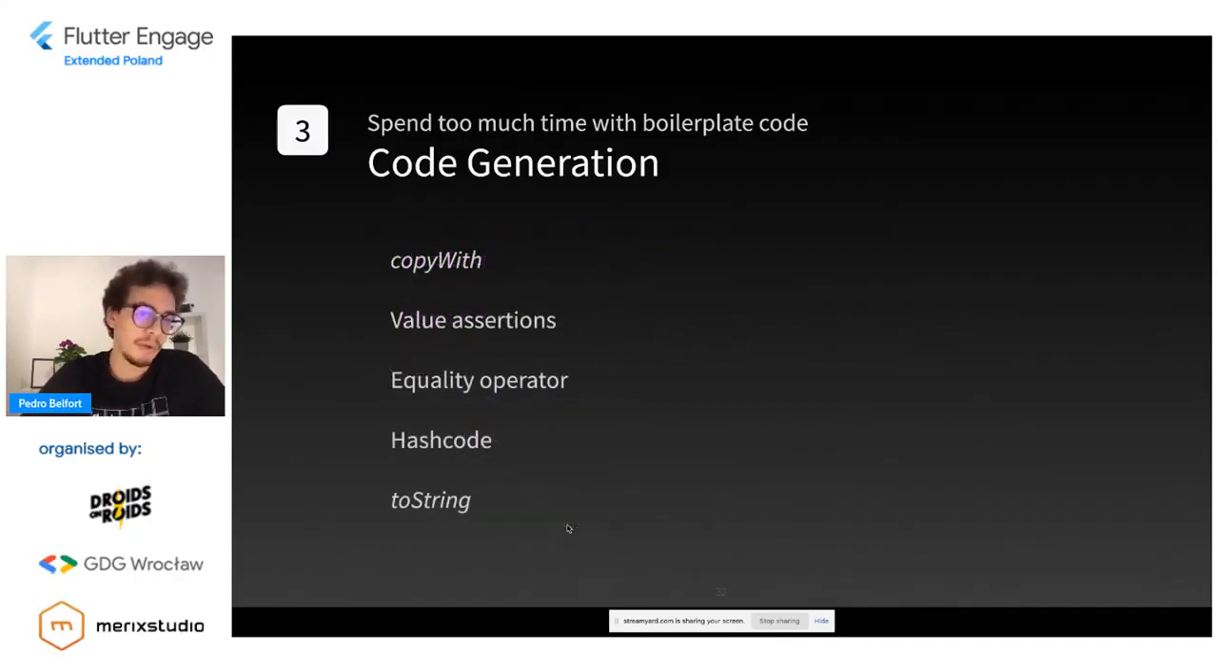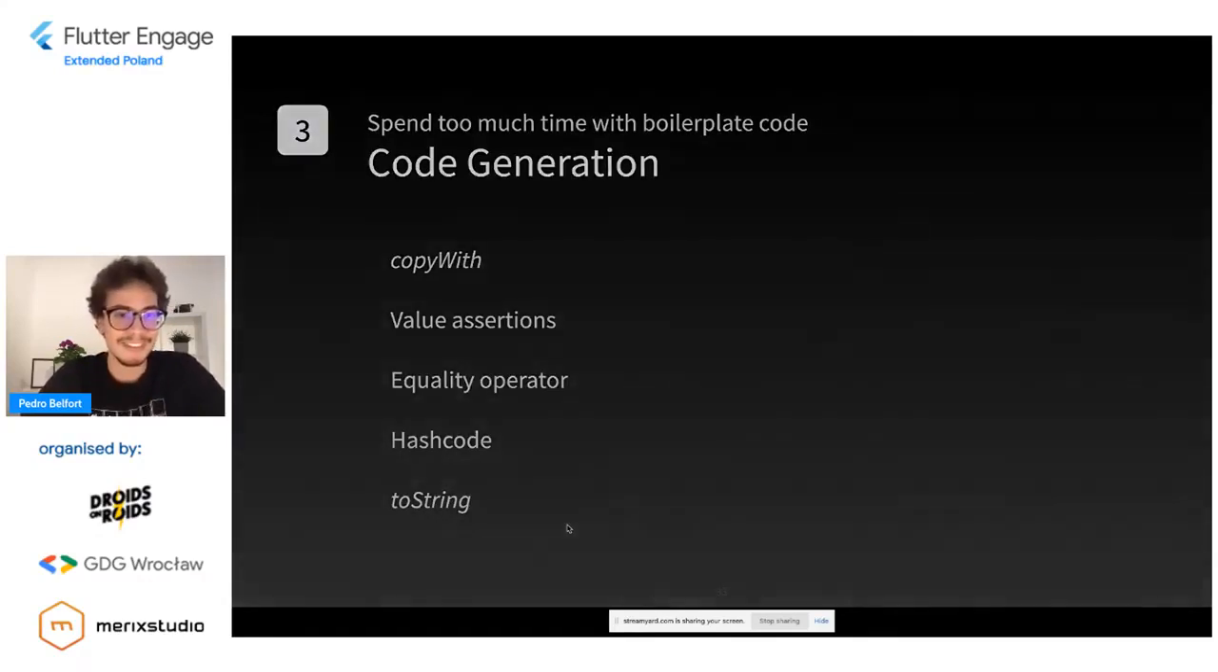Okay, I talked about copyWith, but what about all those assertions that we've seen minutes ago? What about the equality operator? What about the hashCode? What about toString? There are so many things that you would have to override, and you're going to do the same process over and over again. Wouldn't it be nice if you just had everything you needed out of the box?